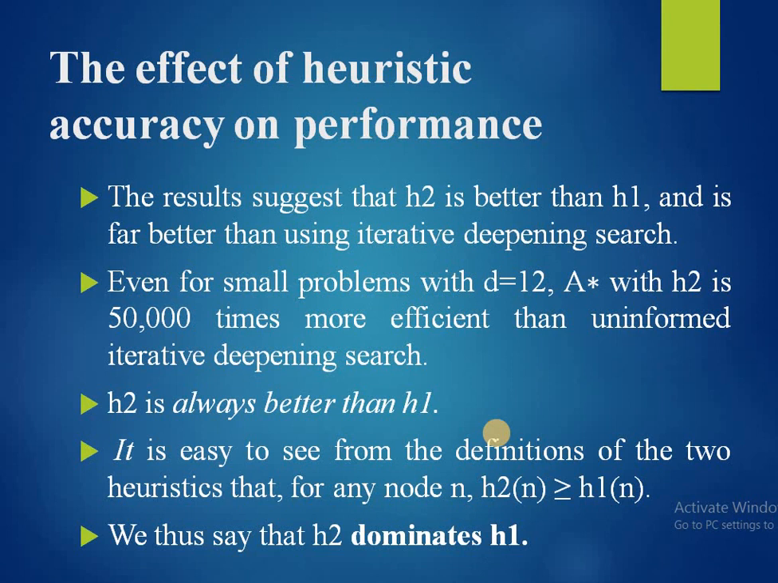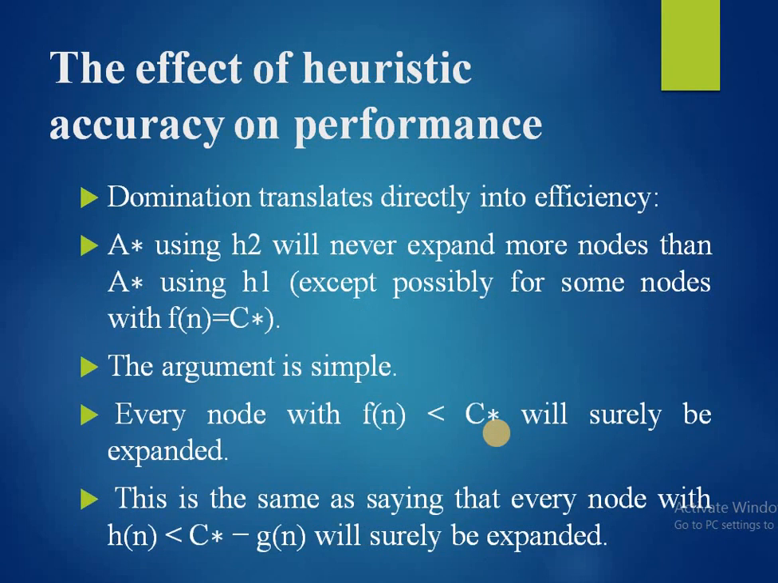It is easy to see from the definitions of the two heuristics that for any node n, h2 of n is greater than or equal to h1 of n. We can thus say that h2 dominates h1. So domination translates directly into efficiency. A star using h2 will never expand more nodes than A star using h1, except possibly for some nodes with f of n equal to C star.